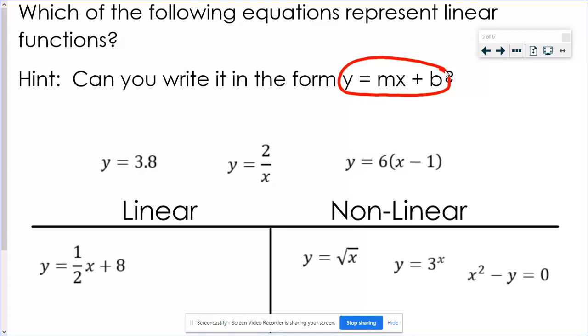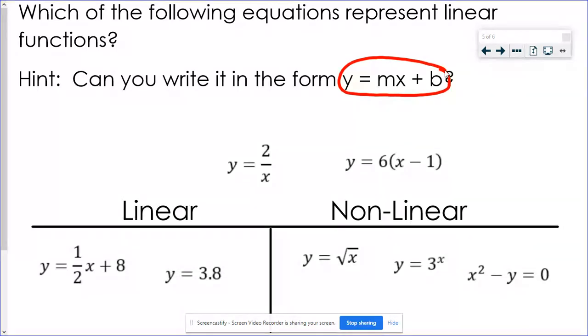The next one, y equals 3.8. There's no x, I understand that. However, remember that this could look like y equals 0x plus 3.8. Because I could have a 0 in front of the x, which would really make the x disappear, that is linear. Not that you would have to write it like that, but it's okay to not have the x in there. It's still going to be linear.